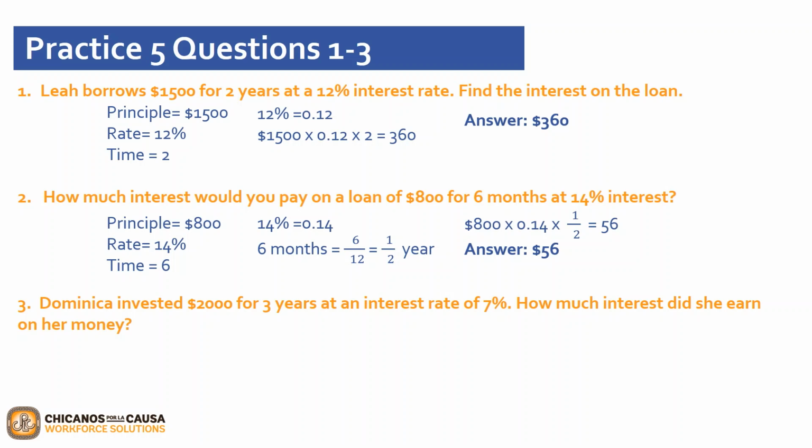Finally, question 3 says, Dominica invested $2,000 for 3 years at an interest rate of 7%. How much interest did she earn on her money? We will repeat the same process to solve question 3 as we did for question 1. The principal for this question is $2,000, the rate is 7%, and the time is 3. Next, we need to write the rate 7% as a decimal, 0.07. Afterwards, we will multiply $2,000 times 0.07 times 3. This will give us our answer of $420 of interest.